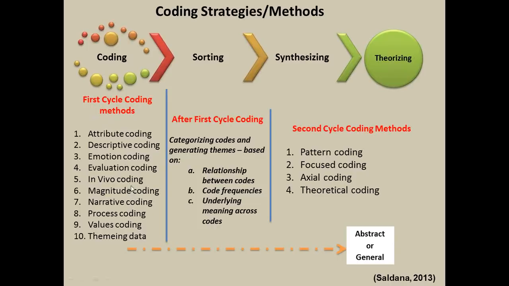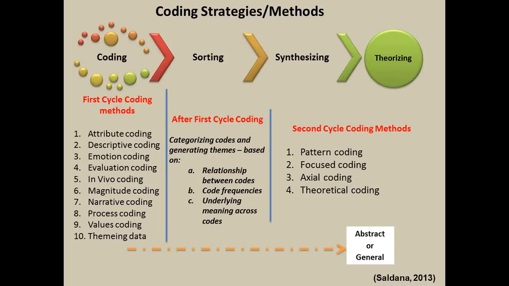Before I talk about coding strategies, the process has been divided into 3. We have the first cycle coding methods, and after the first cycle coding, the second cycle coding. The first cycle coding is where you have your data and you identify the code and you're starting coding, right? Based on the coding strategy that you have identified. The second cycle, after the first cycle coding, this is where you sort the data. You categorize it and develop categories and types based on the relationship between the codes, right?